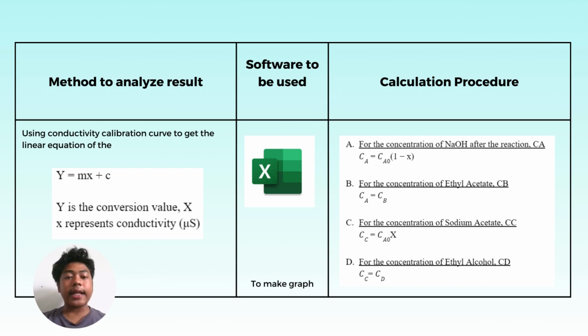And here is the calculation procedure. For the concentration of NaOH after the reaction, we use CA equals CA naught times 1 minus X. For part B, for the concentration of ethyl acetate, CA equals CB. For the concentration of sodium acetate, CC equals CA naught times X. And lastly, for the concentration of ethyl alcohol, CC is equal to CD.